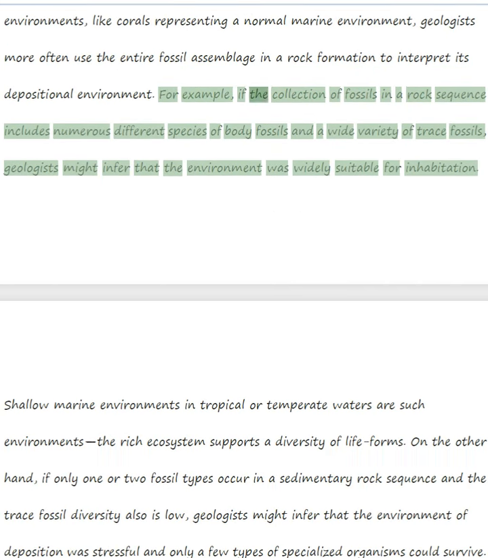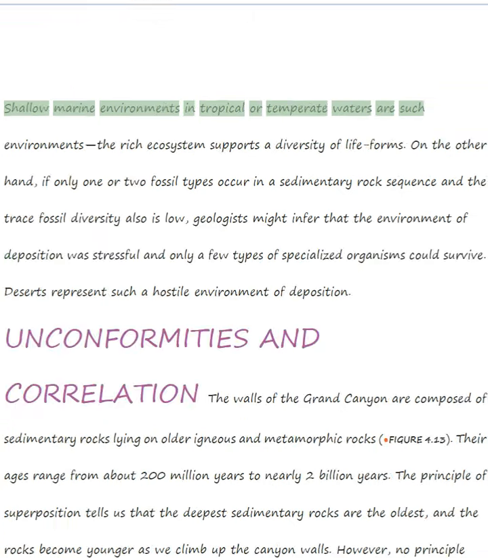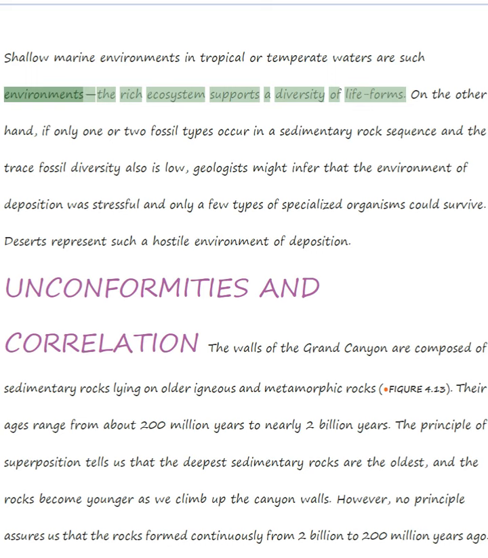For example, if the collection of fossils in a rock sequence includes numerous different species of body fossils and a wide variety of trace fossils, geologists might infer that the environment was widely suitable for inhabitation. Shallow marine environments in tropical or temperate waters are such environments. The rich ecosystem supports a diversity of life forms.